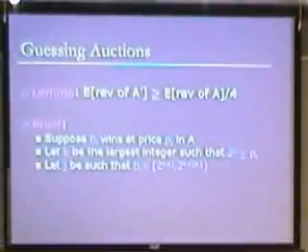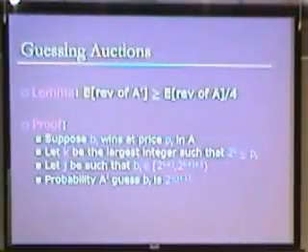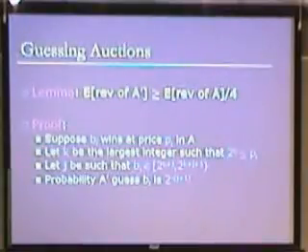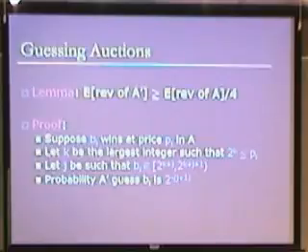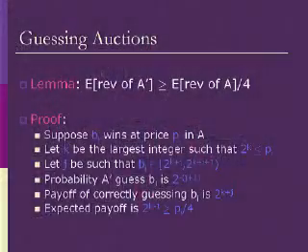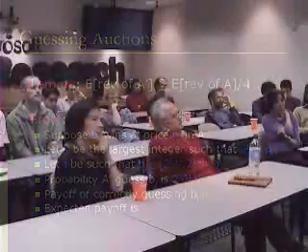Now, the guessing auction is only going to get revenue when it offers that bidder a price of 2 to the k plus j, right? But the probability that we offer 2 to the k plus j, by definition of the guessing auction, is 2 to the j minus 1. And the payoff, if I actually manage to guess 2 to the k plus j, is 2 to the k plus j. And therefore, in expectation, I am getting a revenue of 2 to the k minus 1, which is at least the price over 4.